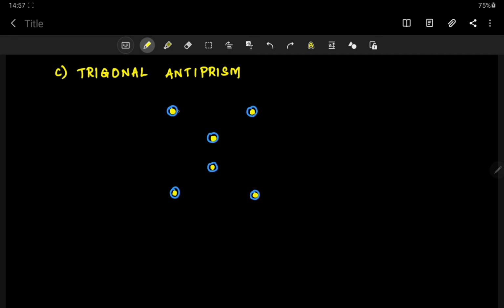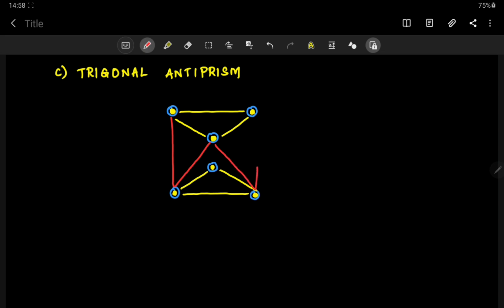For trigonal antiprism, there are two triangular units that are staggered to one another. When we draw two triangles that are eclipsed, that gives trigonal prism. In this case, when the two triangular units are drawn staggered, that gives trigonal antiprism. The strategy is to join the top corner to the bottom corner of the two triangular units, top to bottom, and then bottom to top, top to bottom, and again bottom to top, then to the bottom corner, and later to the top corner.